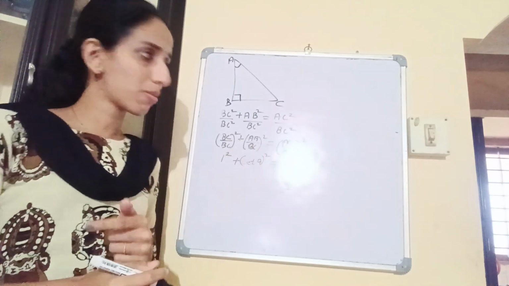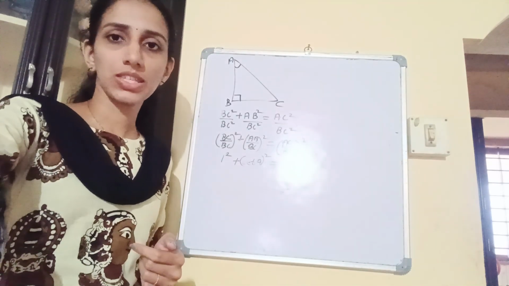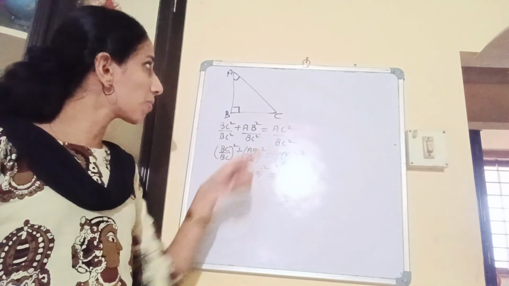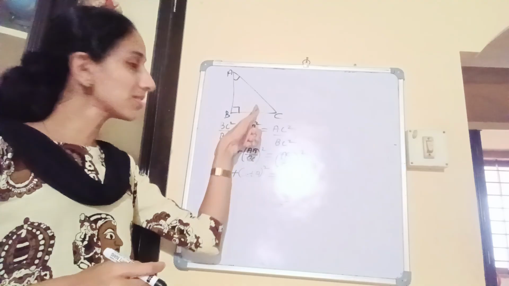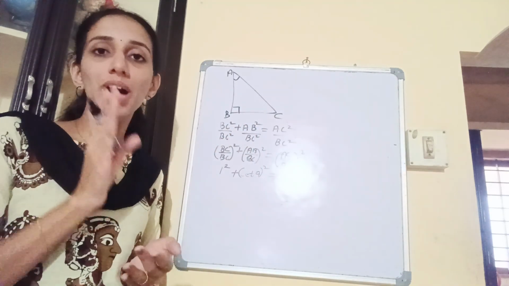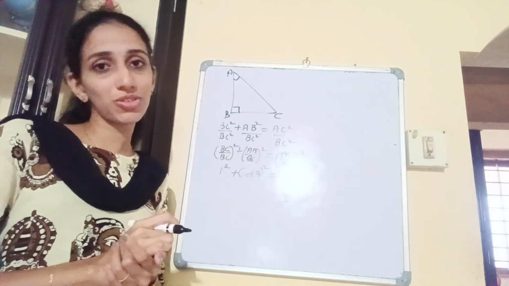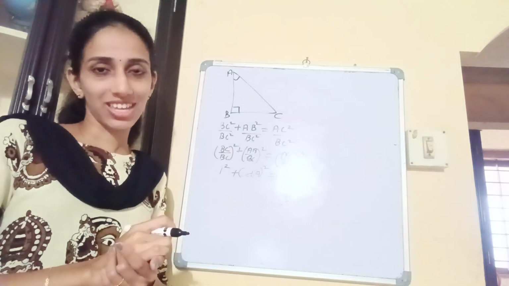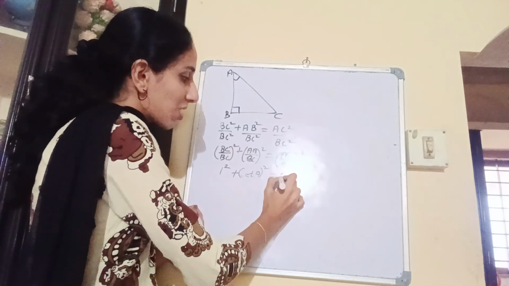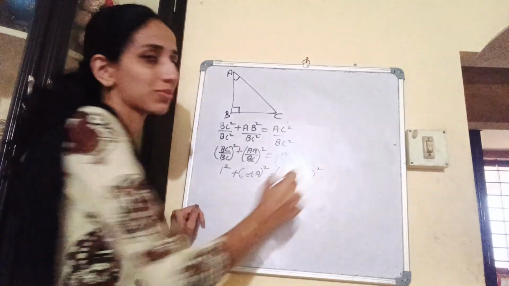Can you say which trigonometric ratio that was? AC by BC the whole square. AC means hypotenuse of angle A and BC means opposite side of angle A. So hypotenuse by opposite side. What is that? Yes, it is cosec A. So we can rewrite it as cosec A whole square.